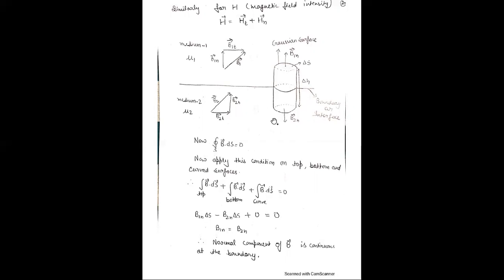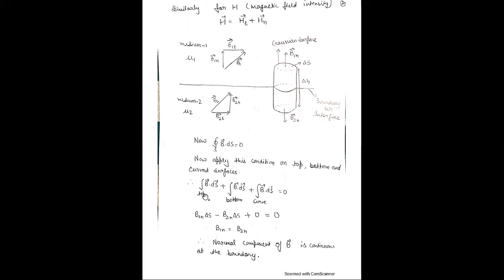Here this is a Gaussian surface whose area is delta S. This is the normal component B1n in medium 1 and this is the normal component of B in medium 2. And this is the height of this Gaussian surface and this is the boundary. Now we use the first law, this is Gauss law. B dot dS, closed surface integral of magnetic field, is equal to 0. Now apply this condition on top, bottom and side surfaces.